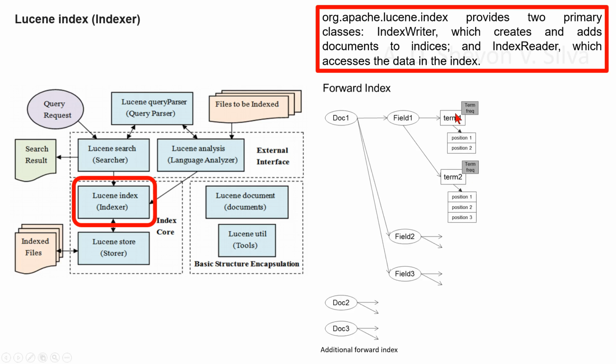Here you can see the additional forward index. The whole index contains an additional forward index as here. Here the document is connected to fields, and fields are connected to terms, and for each term you can see the term frequency here, and terms are connected to positions, and here you can see other documents.